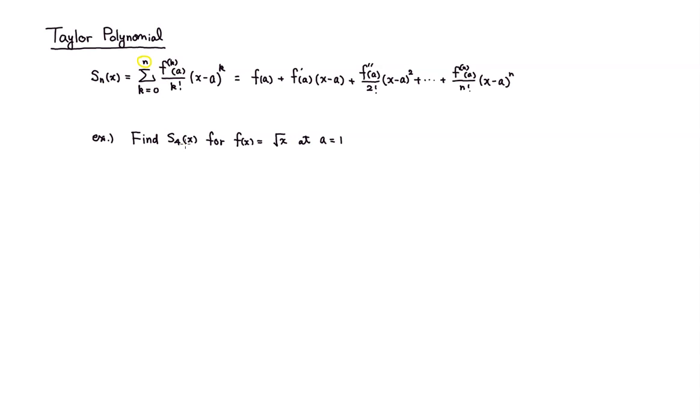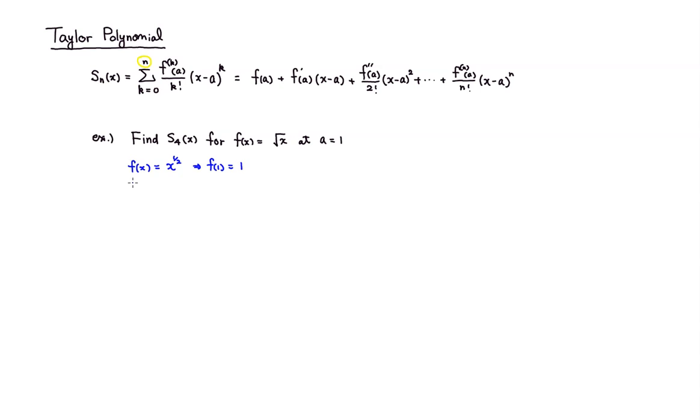Let's find the fourth degree Taylor polynomial for square root of x at the center x equals 1, or a equals 1. So we just need to compute a bunch of derivatives. First we have f of x. I'm going to write the square root of x as x to the 1/2 power because it's easier to take the derivative. If you plug in the center, 1, square root of 1 is 1. So I'm just going to put 1.